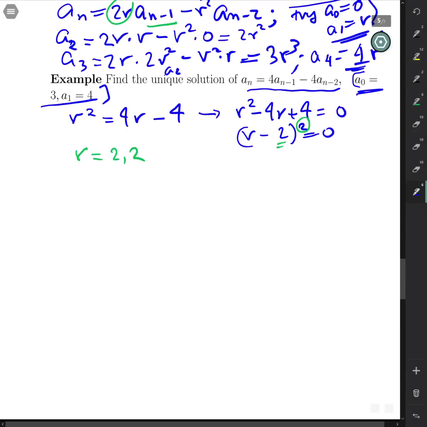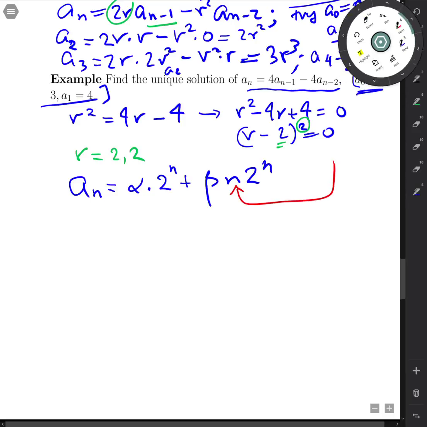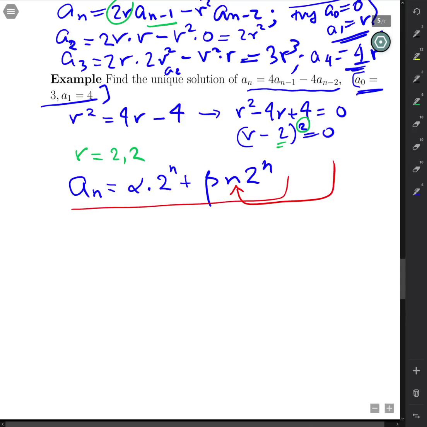So the general solution is a_n is equal to some constant alpha times 2 to the n, plus some constant beta times n 2 to the n. So there's that additional factor of n when you have the double root. Now with the general solution, we can find alpha and beta using the initial conditions. So that's what we're going to do, impose those as initial conditions.